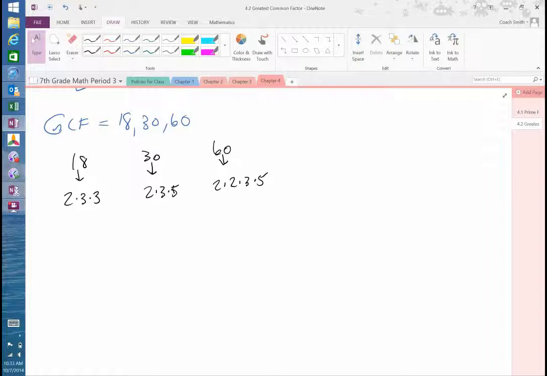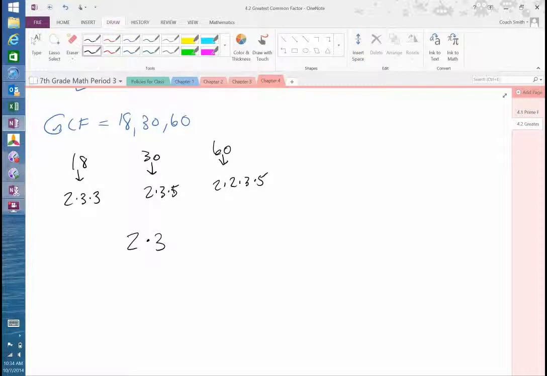Okay, now, list the prime numbers that are used in all 3 of them. Not just in 2, but they must be in all 3 prime factorizations. So, what's the first one in all 3 prime factorizations? 2. Times, what's another one? 3. Is there another one? No. 5 is only used in 2 of the 3, not in all 3, so we can't use 5.